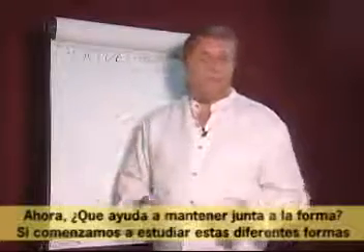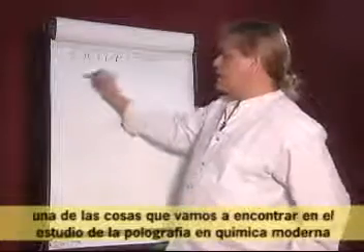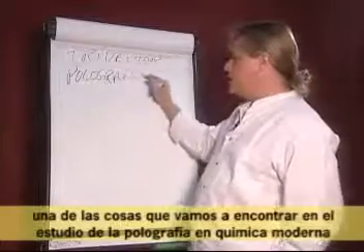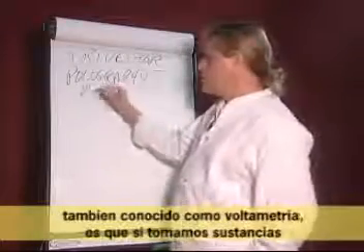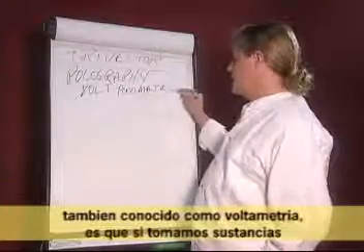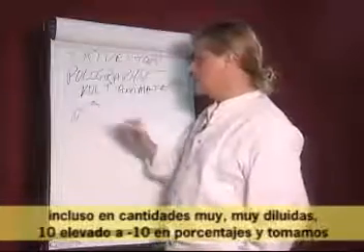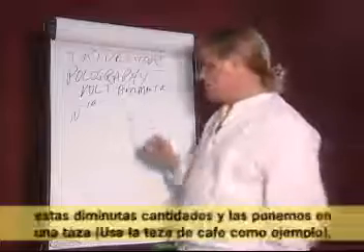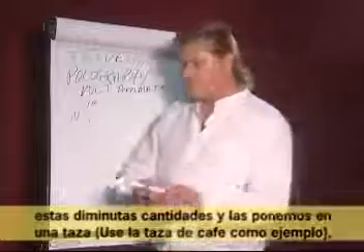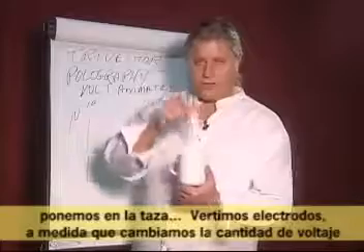Now, what helps hold together this shape? If we start to study these different shapes, one of the things we're going to find in the study of polarography in modern chemistry, it's also known as voltammetry, is that if we take substances, even at very, very dilute quantities, 10 to the minus 10th in percentages, and we put them into a bowl, I use the coffee cup as the example, we put in 2 electrodes.